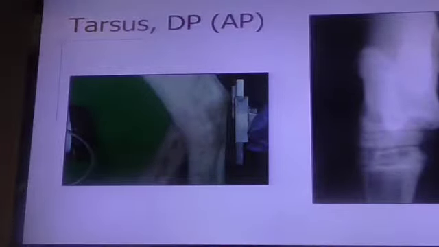That's a dorsopalmar or AP. And just like the carpus, you're going to use the accessory carpal bone. Like the tarsus, you're going to use the calcaneus and the talus. The talus is located lateral.